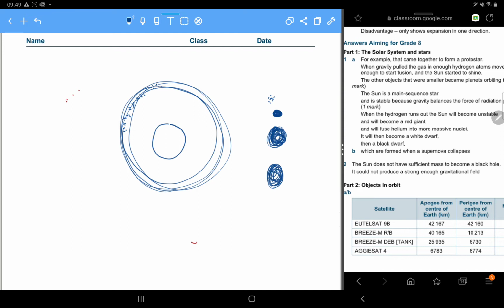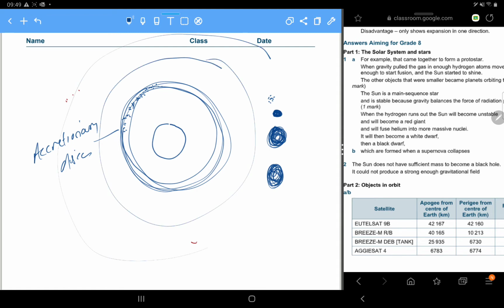These are called accretionary disks. You don't necessarily need to know that. But the planets form by the formation of these disks into spheres, and so if that was Mercury, next you'd have Venus, and then you'd have the Earth, etc.